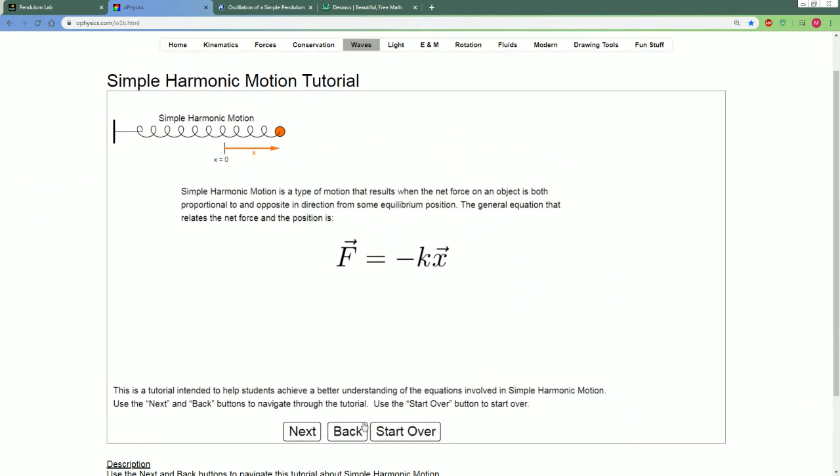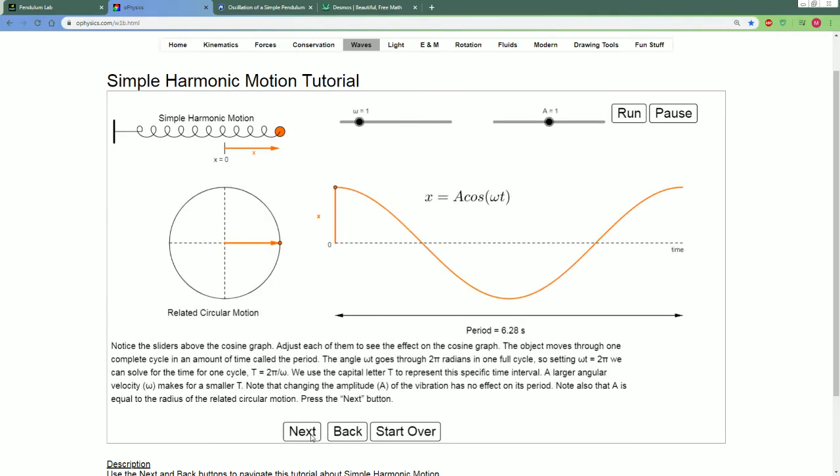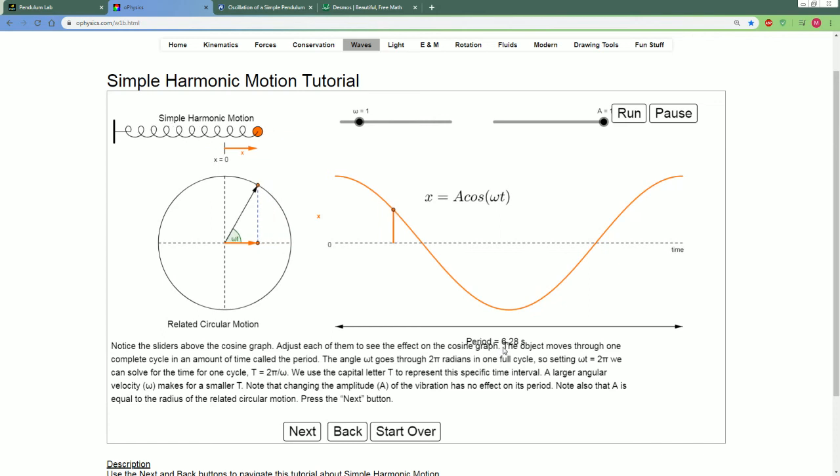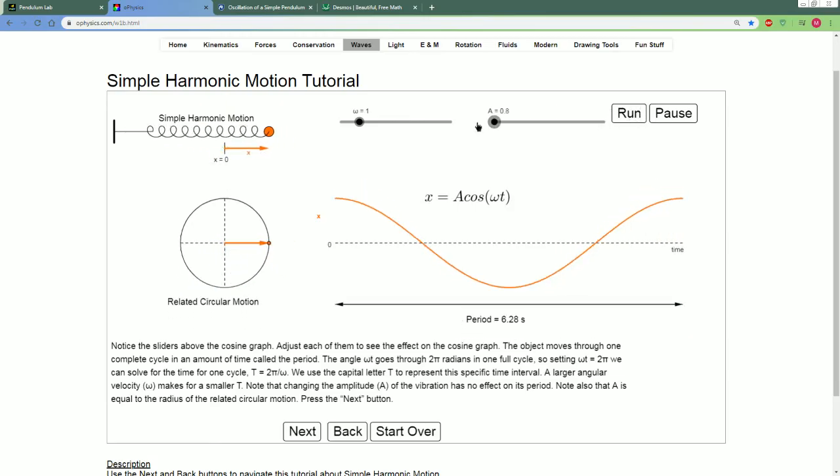So what we have here is simple harmonic motion, right? And I wanted to talk to you about this amplitude idea, right? So let me run this. Notice the spring is being oscillated, right? It behaves the same exact way. Notice what happens when I increase the amplitude. Do you see the period here is 6.28? What happens if I increase the amplitude? Let's say it goes to a large number. It's still 6.28, right? What about if I decrease it? It's still going to be 6.28. All right?